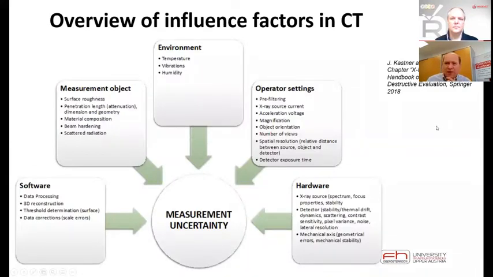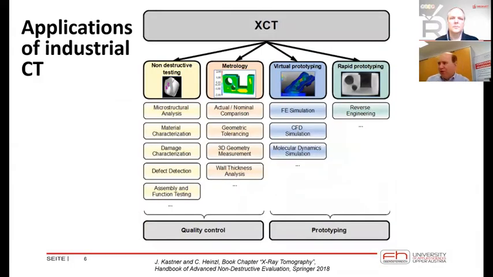Here we have an overview of the influence factors. You have to keep the influence factors in a way that the measurement uncertainty is low. We have the hardware, the operator settings, pre-filtering, source current, acceleration voltage, magnification, object orientation, number of views, spatial resolution, detector exposure time, the environment, the measurement object, and the software, and all this gives a measurement uncertainty. When you do it carefully, you can get rather good results. When you don't do it carefully, you might have troubles.